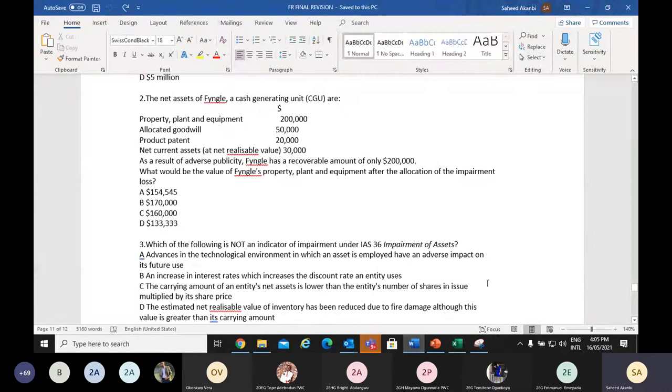Somebody should read question number 2. The net assets of Fingo, a cash generating unit, are property and equipment, 200,000; allocated goodwill, 50,000; product patents, 20,000; net current assets at realizable value, 30,000. As a result of adverse publicity, Fingo has a recoverable amount of only 200,000. What will be the value of Fingo's property, plant, and equipment after the application of the impairment loss?